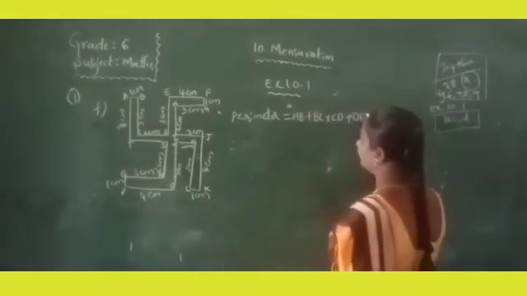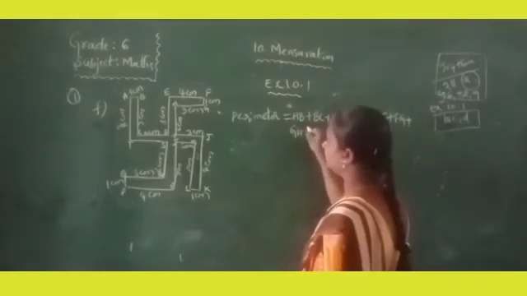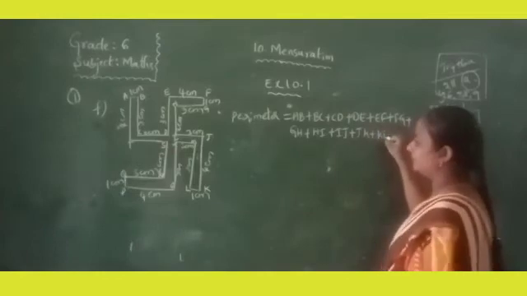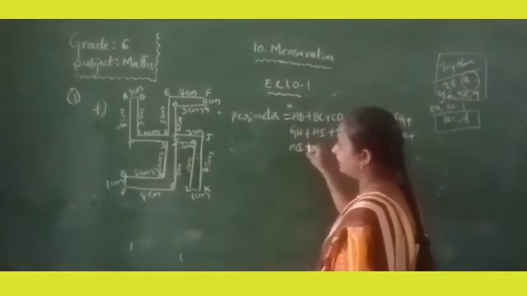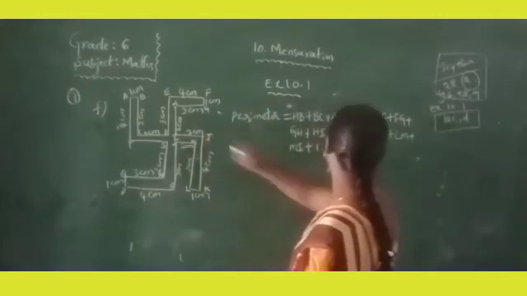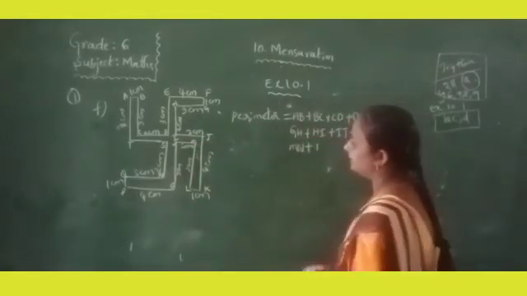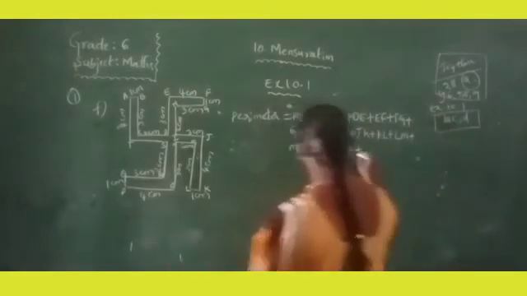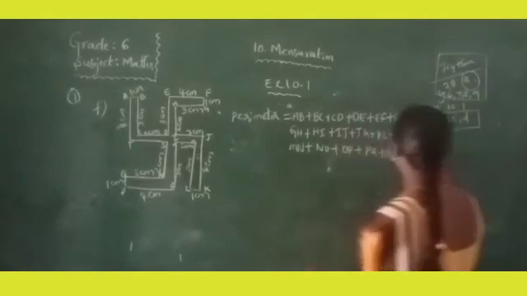plus DE, next EF, FG, after that GH, HI plus IJ plus JK, next plus KL plus LM, after that MN, next NO, next OP, PQ plus QR plus RS plus ST plus TA.